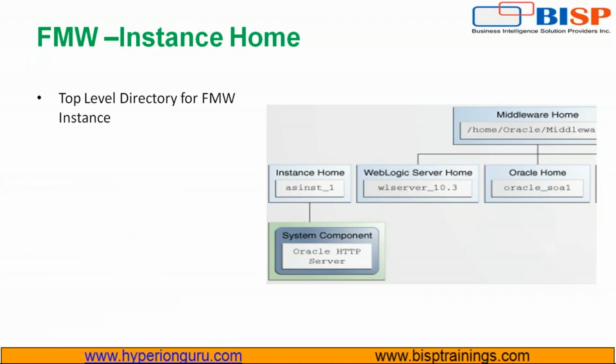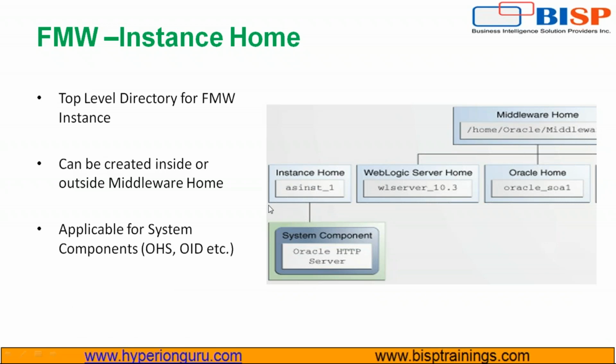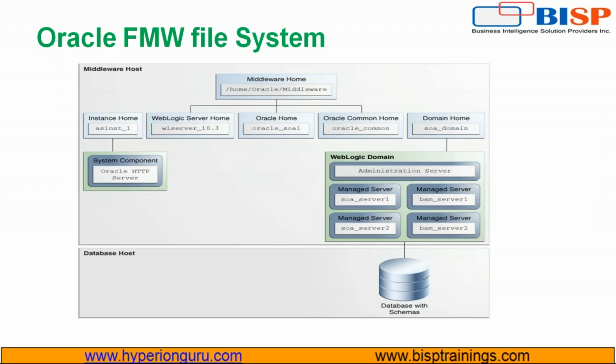Okay, so this is about instance home. If you have an instance, you can see it under this. Your system component will be created as a part of your instance home. And remember, this is for 11G. So if you're in 12C, you don't have to bother about these. You won't be seeing this. So this is how the overall structure looks for Fusion Middleware file system.